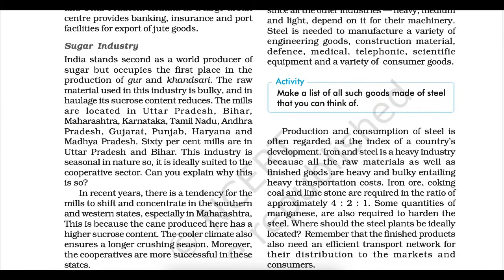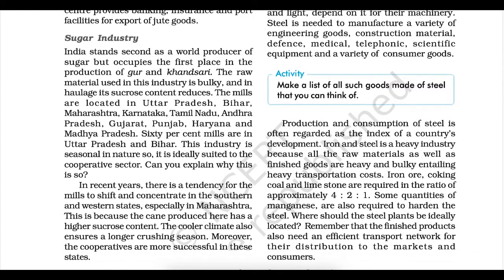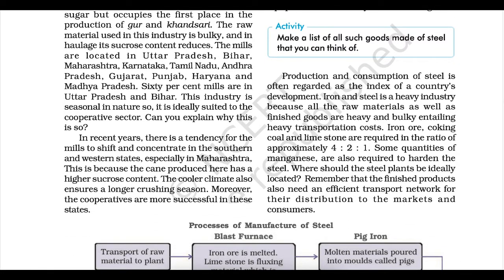Sugar industry. India stands second as a world producer of sugar but occupies the first place in the production of gur and khandsari. The raw material used in this industry is bulky, and in haulage, its sucrose content reduces. The mills are located in Uttar Pradesh, Bihar, Maharashtra, Karnataka, Tamil Nadu, Andhra Pradesh, Gujarat, Punjab, Haryana, and Madhya Pradesh. 60% mills are in Uttar Pradesh and Bihar.